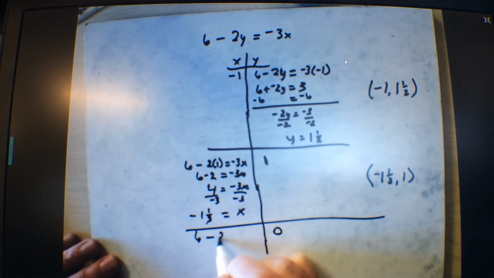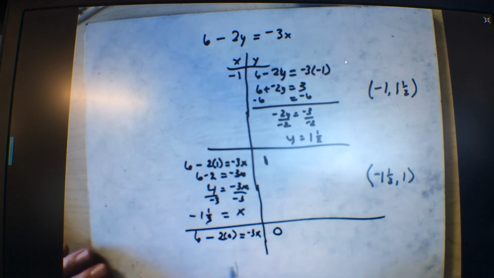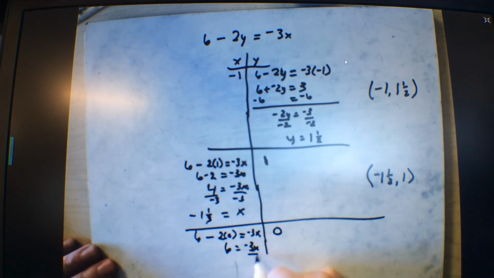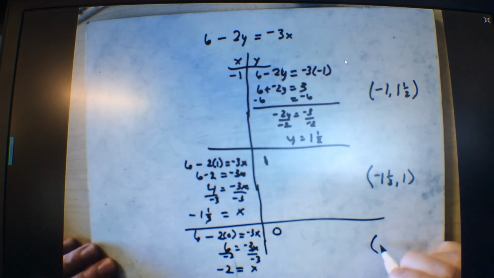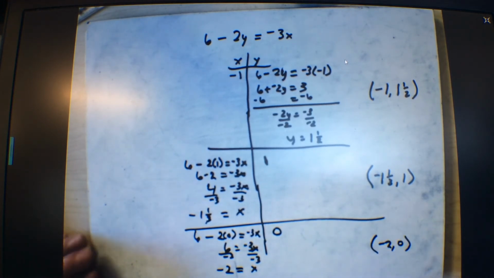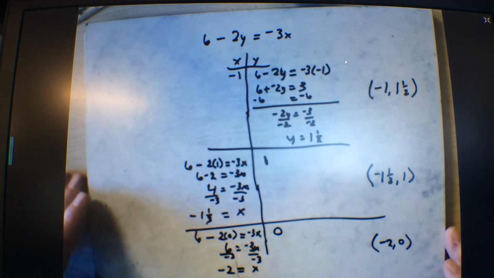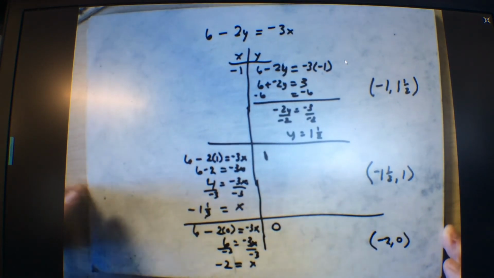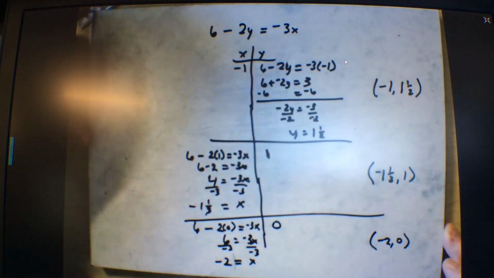6 minus 2 times 0 equals -3x. This is 0, correct? All right, so I have 6 equals -3x. So I divide by -3. What do I get? x equals what? -2. So I'm going to put this point over here, (-2, 0). This is called the x-intercept. All right, how many points do I have? 3. Are you ready? Let's go graph it.